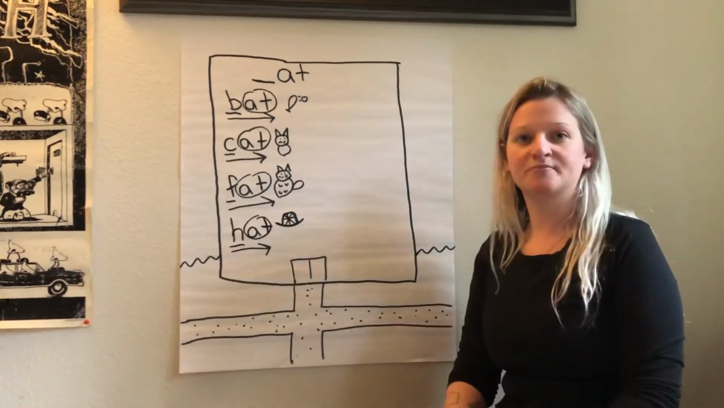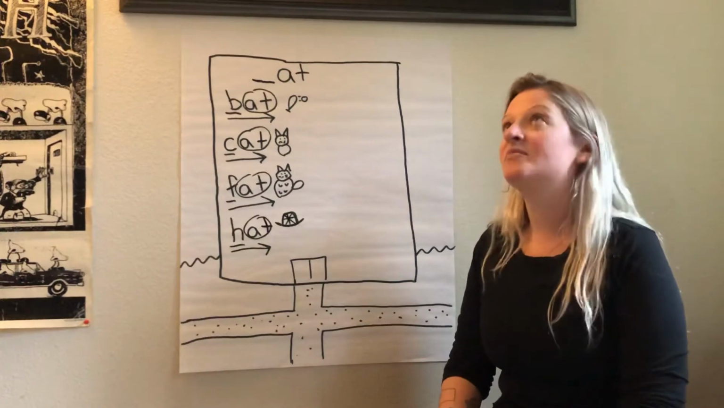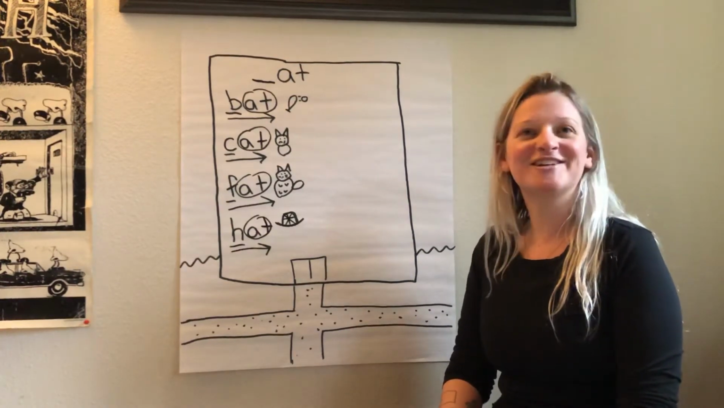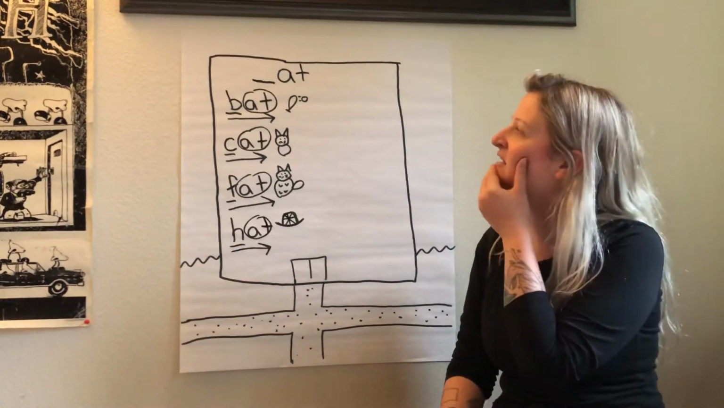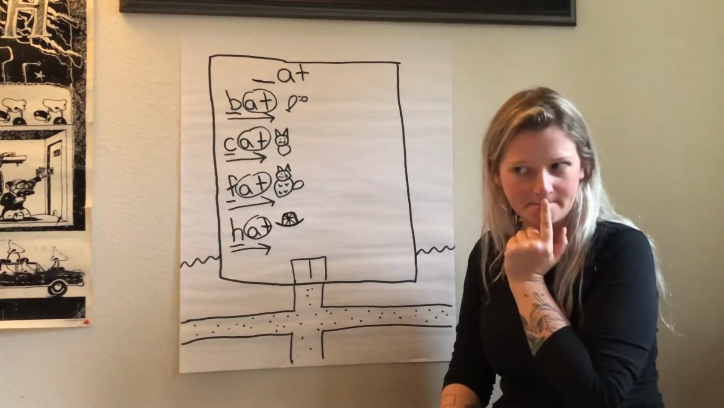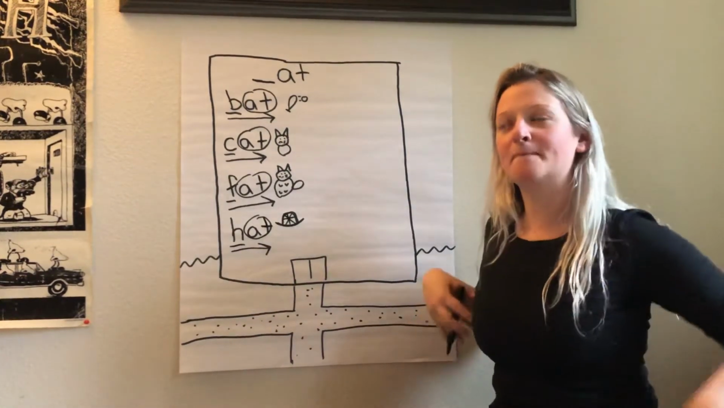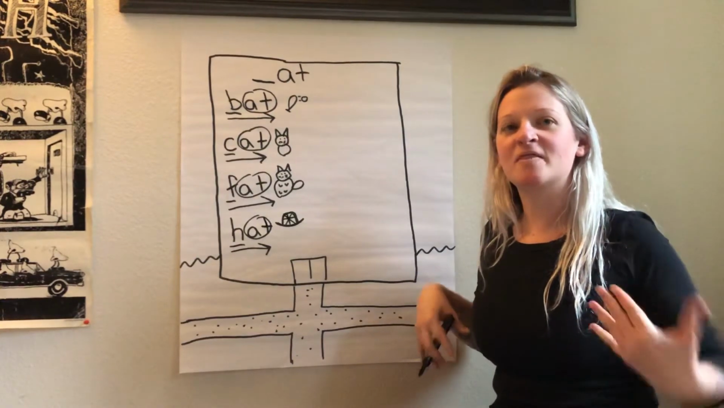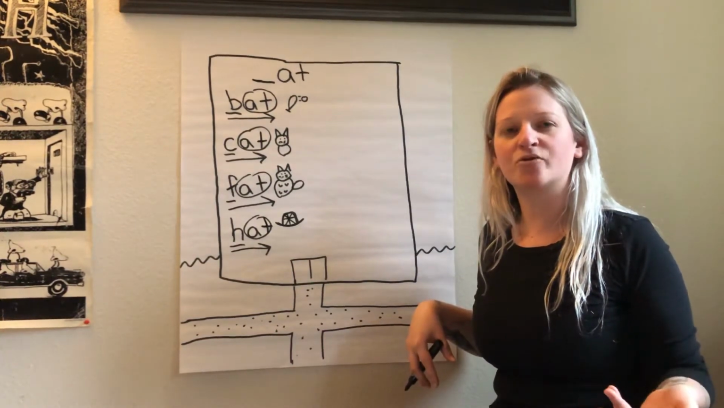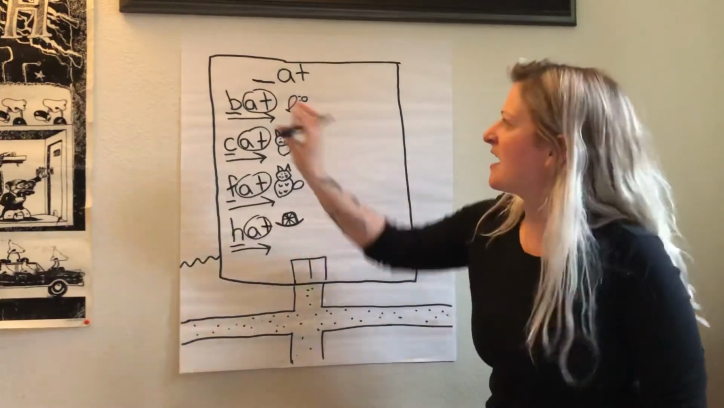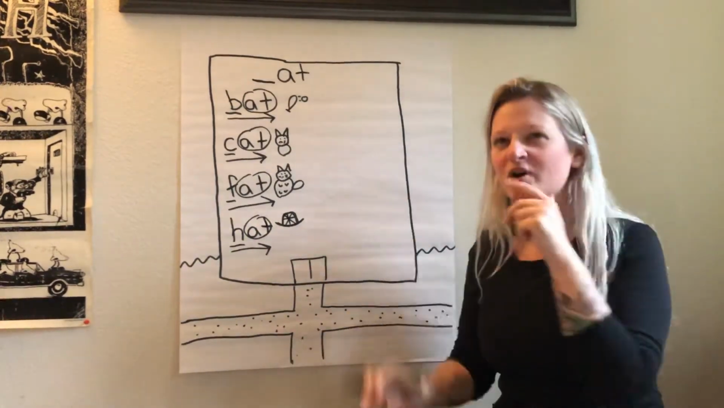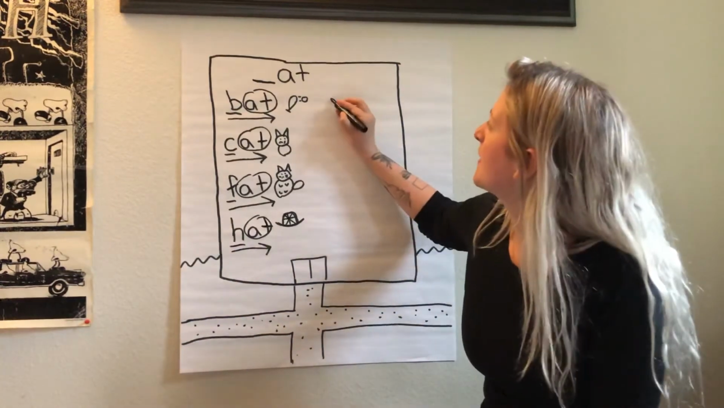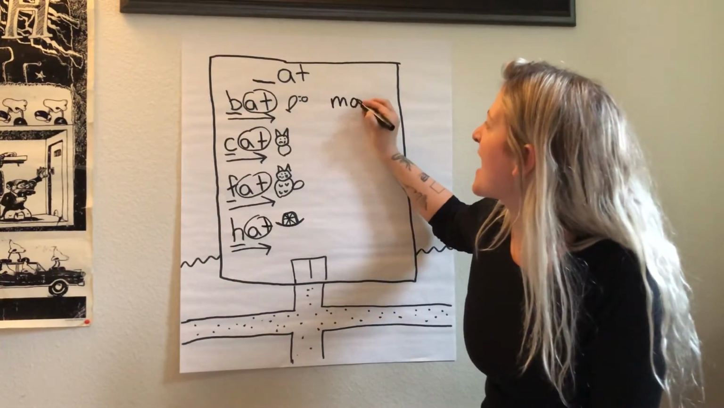Hat. Let's keep going. A, B, C, D, E, F, G, H, I, J, K, L, M. M, monkey. That's right, M makes the M sound. What if we took M and put it right in front of at? Would that make a word that we've heard before? Let's try it. At.